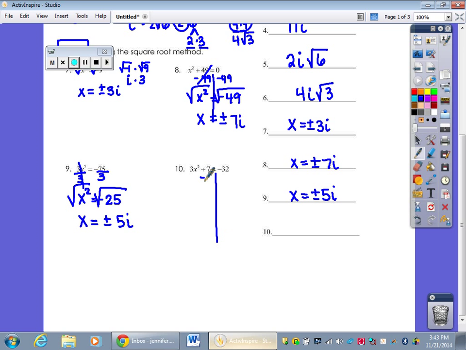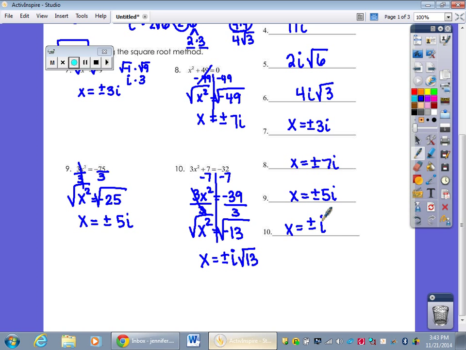On this one, we're going to subtract 7. So we have 3x squared equals negative 39. Divide by 3. And you have x squared equals negative 13. We take the square root of both sides. You do not leave this as negative radical or radical negative 13. You have to take the i out and then do radical 13. So this is going to be x equals plus or minus i times the square root of 13. 13 cannot be simplified, so we leave it like that.